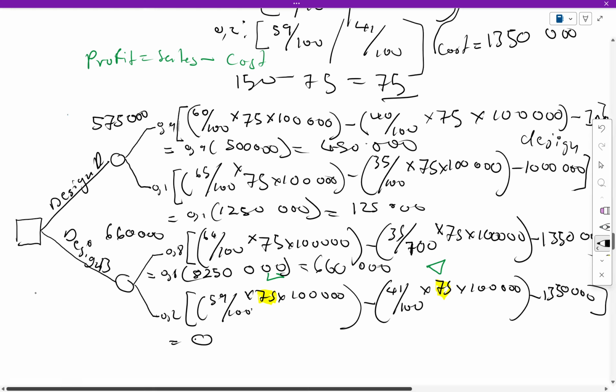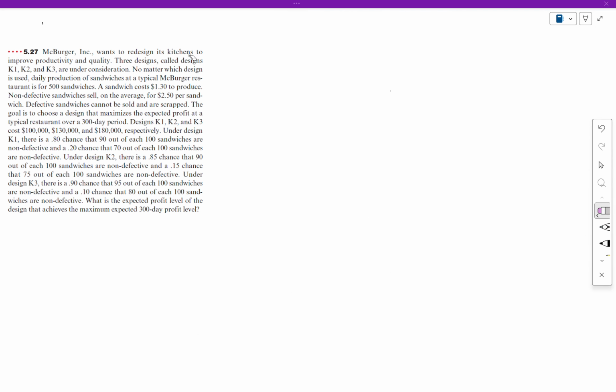like that. And the better design, of course, that yields better profit is this one. So I'm going to jump straight to a problem that requires similar calculations so that I can pay it immediately. And I think this is the only problem that will require the same calculations. So the problem is problem 5.27.